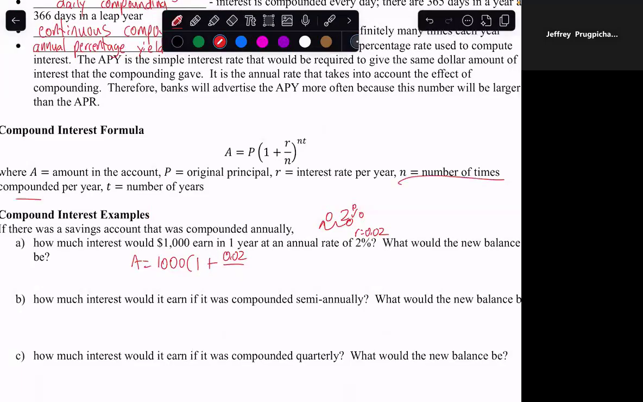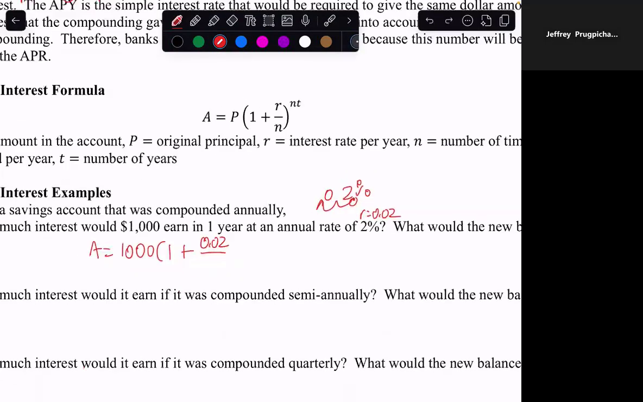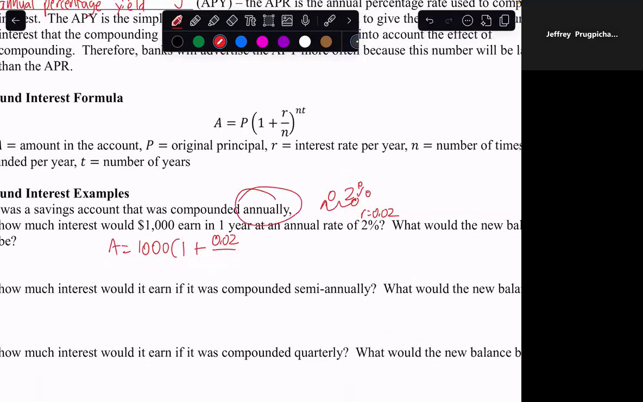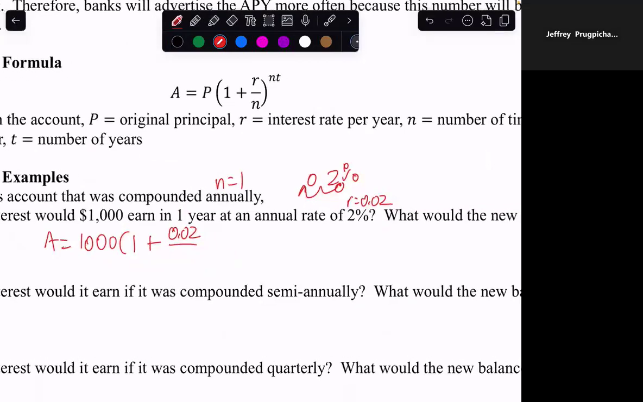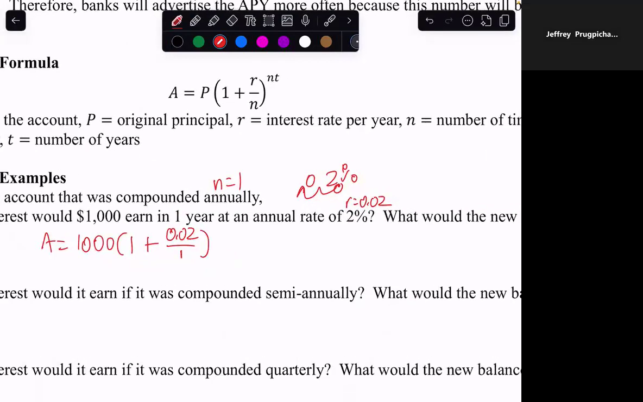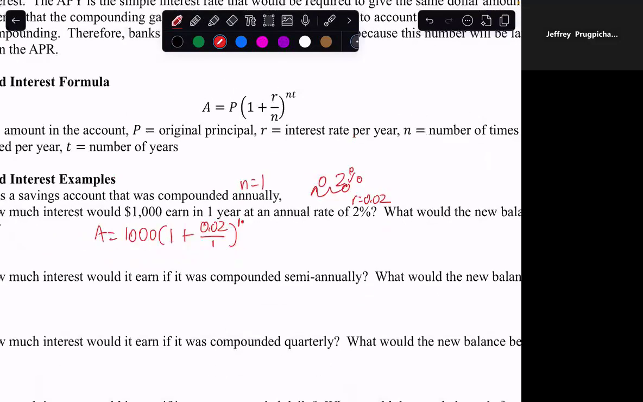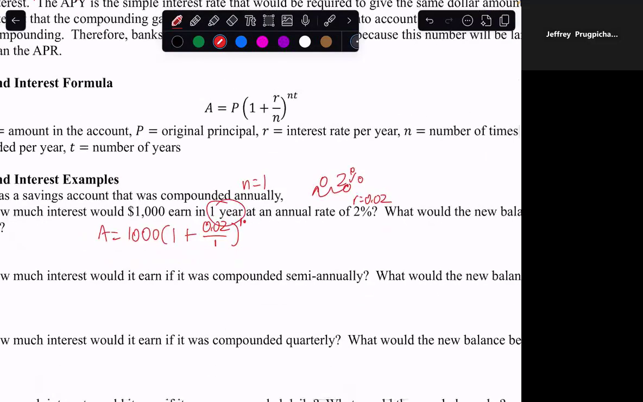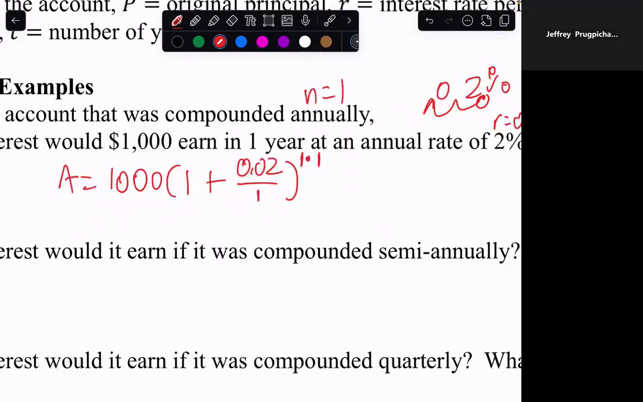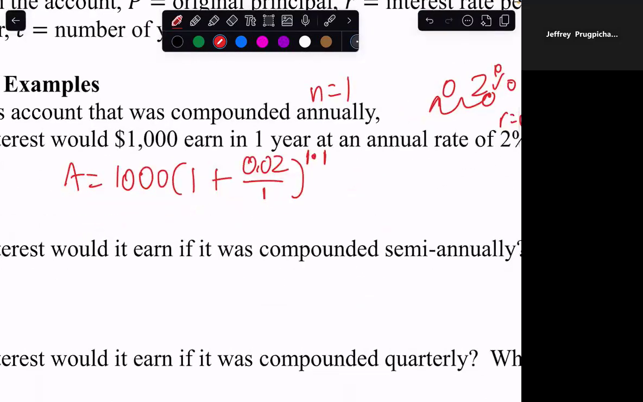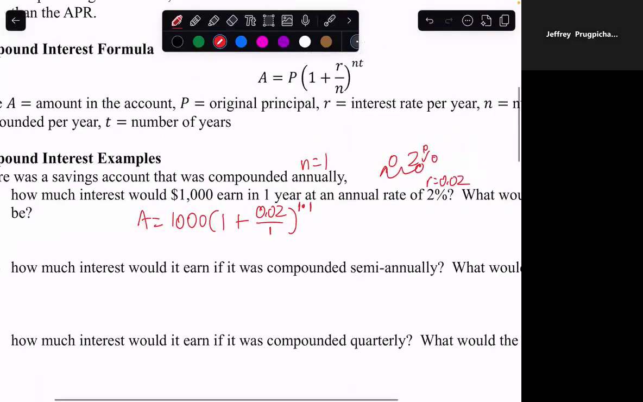Okay, and the number of times it's compounded per year. For part A, I said it's compounded annually. So annually means once per year. So n is 1. And then up in the exponent, we have n again. So n is still 1. And nt means n times t. T, the number of years, is also 1. Okay, so we can just type this into our calculator.